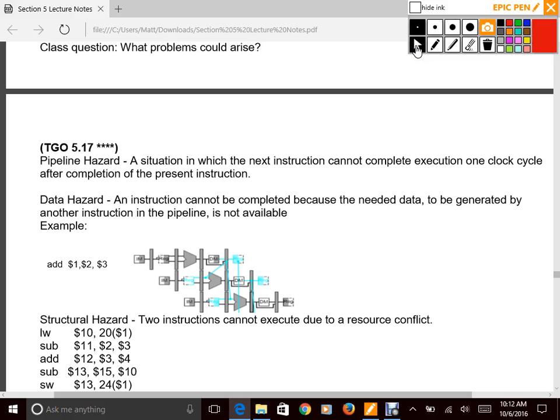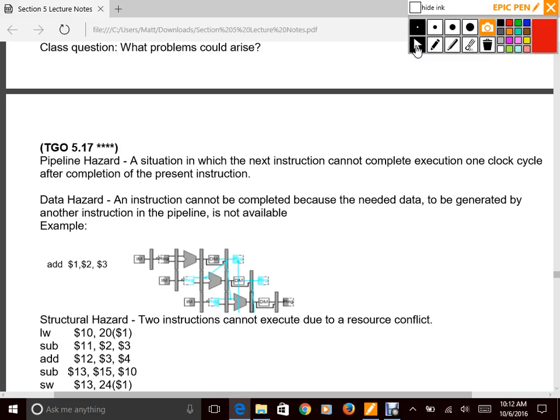And then leave the 3 instructions between blank, or just indicate with a dash that you know they have to be 5 apart, right? And then control hazard: what happens if I'm trying to do a branch not equal, I don't know if I'm going to do the next instruction or not. So those are the 3 types of instances where I can't guarantee that I can do the next instruction.